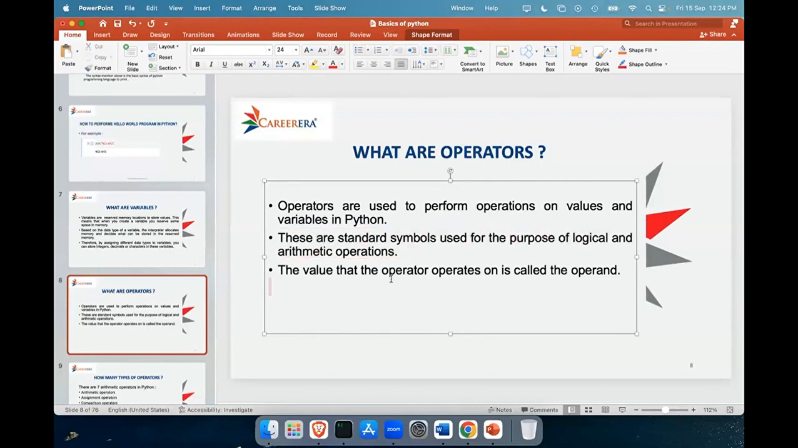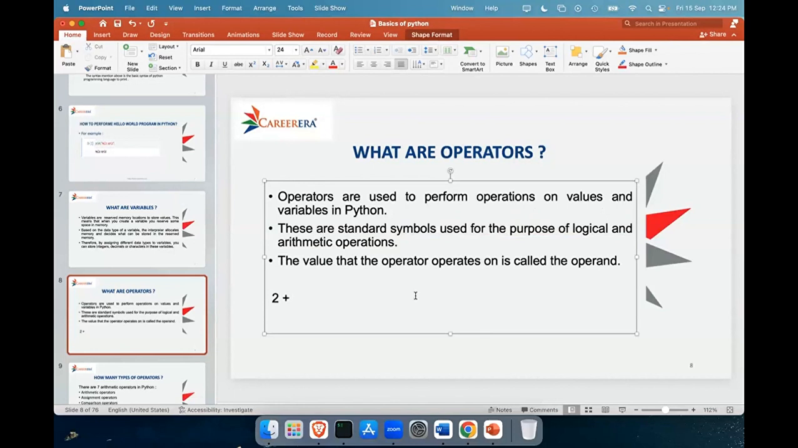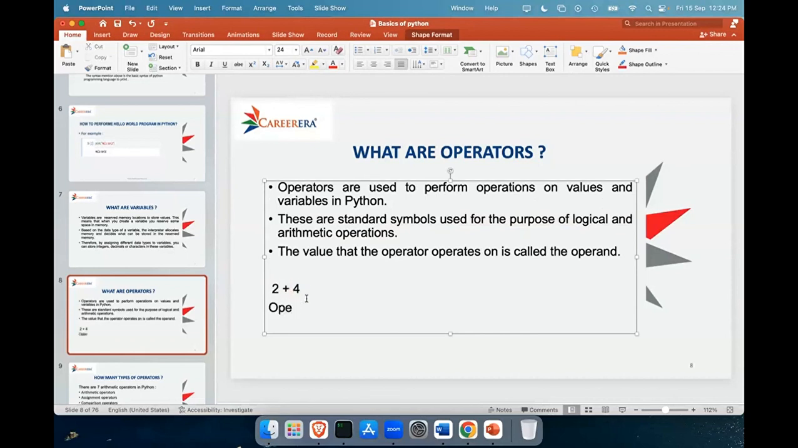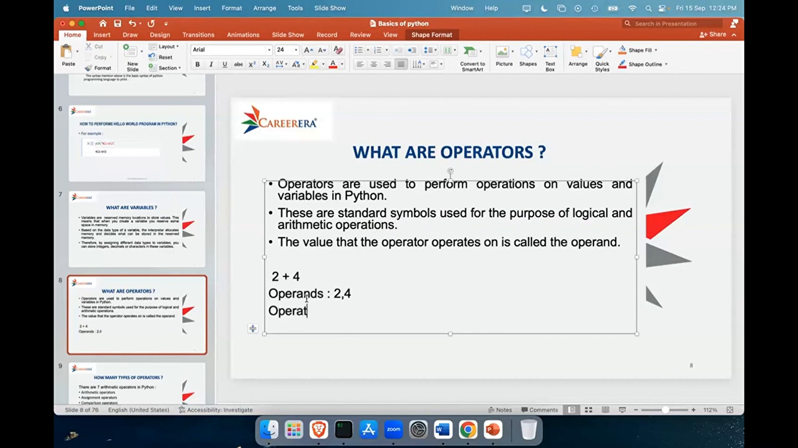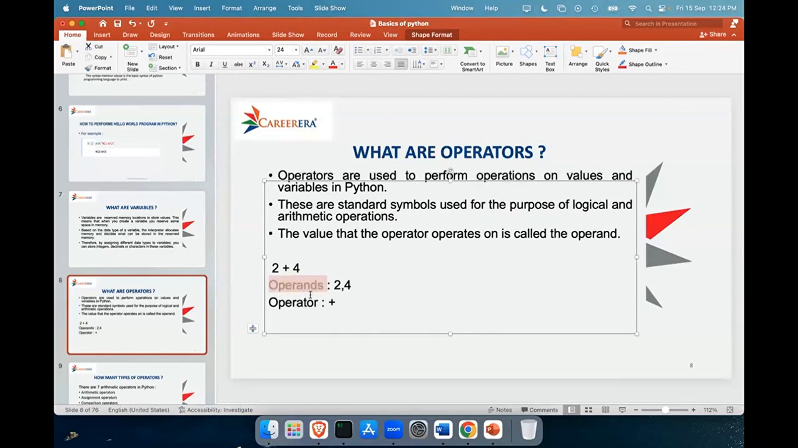The values the operator operates on are called the operands. Say I was just doing 2 plus 4. These 2 and 4 are called the operands, and plus is called the plus symbol. What is this called? Operands. 2 and 4 are operands here, and this one is the operator, the plus symbol. These are operands. This is the operator.